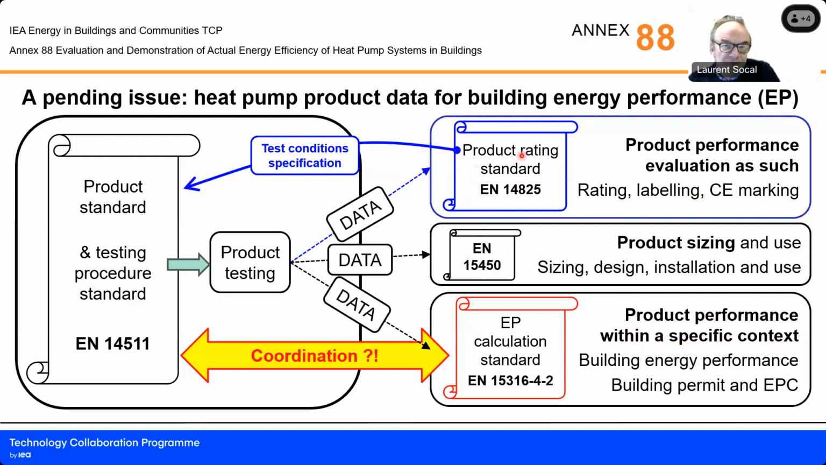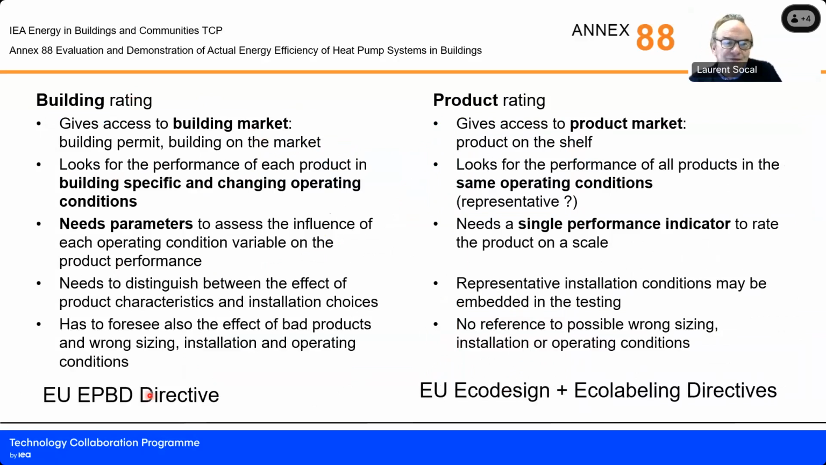And here, this standard, the EN 14825, specifies the test conditions which are relevant and useful for its model. This didn't happen, unfortunately, for the energy performance calculation standard. So here, coordination, of course, is needed and hopefully is now ongoing. And this is just to list the differences between building rating and product rating.